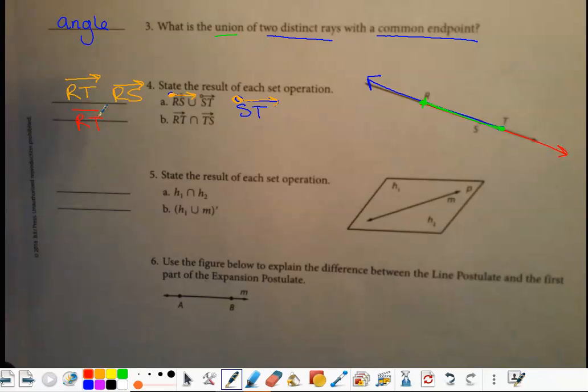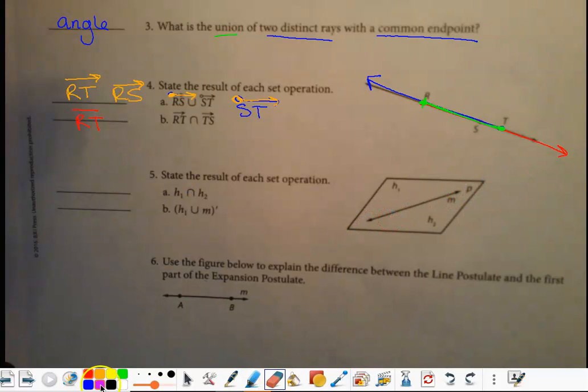All right, so let's look at the plane one and break this one down a little bit too. It says state the result of each set operation. So H1, what does H1 stand for? The half plane. Because the line keeps going across it and cuts it in half. And remember, anytime we separate a plane like this, that creates 3 disjoint sets: the line, half plane 1, and half plane 2. So what is the intersection of half plane 1 and half plane 2?